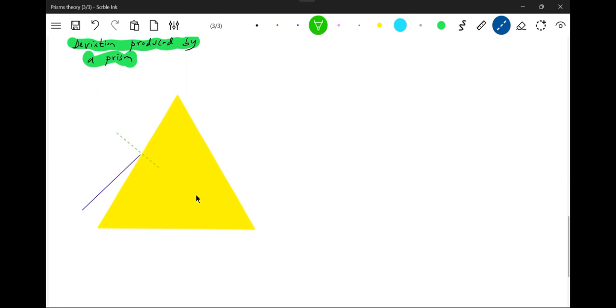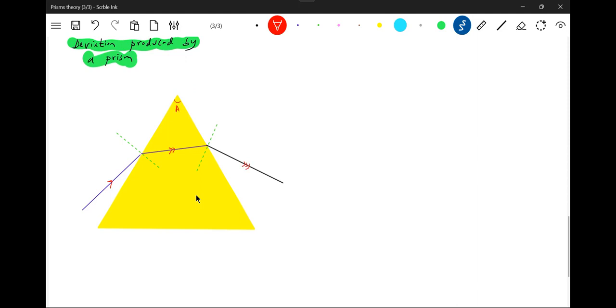This will be the normal. So after refraction, this is the incident ray, the refracted ray, and this is the emergent ray. This is the angle of prism A. Now let's get into that one.